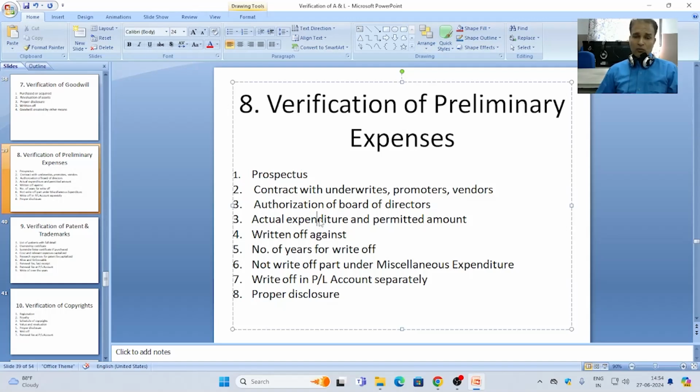The auditor has to very carefully analyze actual expenditure on the preliminary expenses and the amount quoted or permitted by the prospectus, and if any difference found by the auditor is beyond the limit of amount provided in the prospectus, then it should be communicated by the auditor to the management and also included in the audit report.